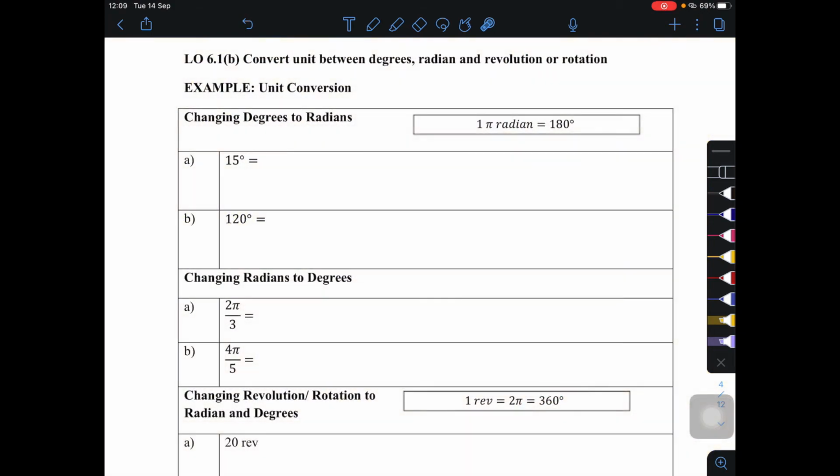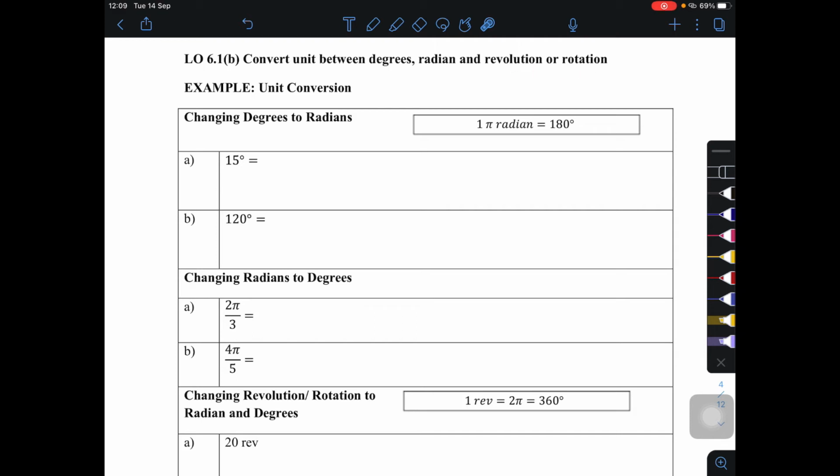Okay, the next learning outcome is 6.1b, convert unit between degrees, radian, and revolution or rotation. So revolution or rotation is basically the same thing, which means pusingan. Okay, dalam bahasa Melayu dia adalah pusingan. Benda yang sama lah kedua-duanya ni.